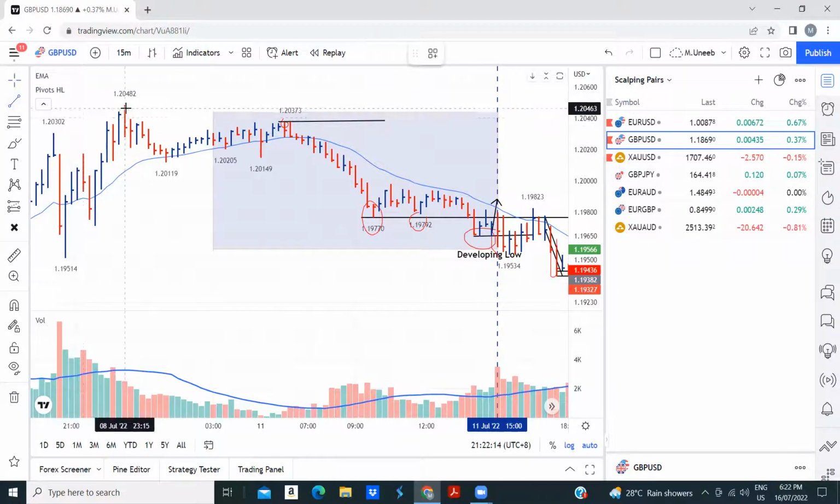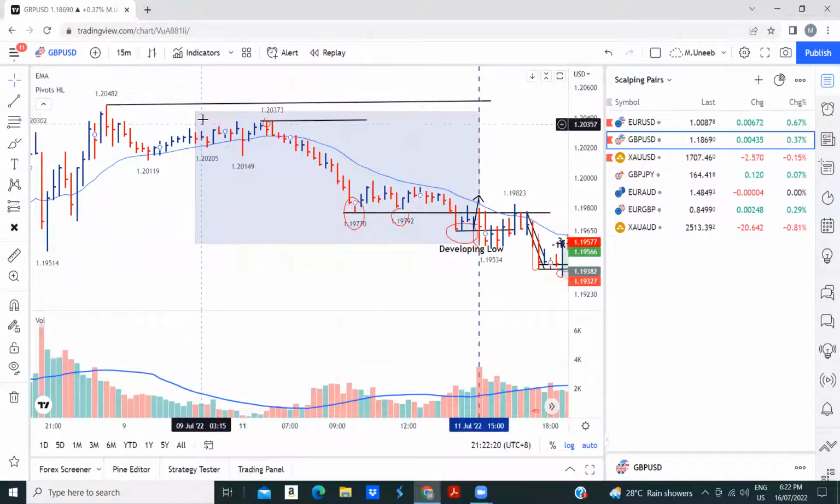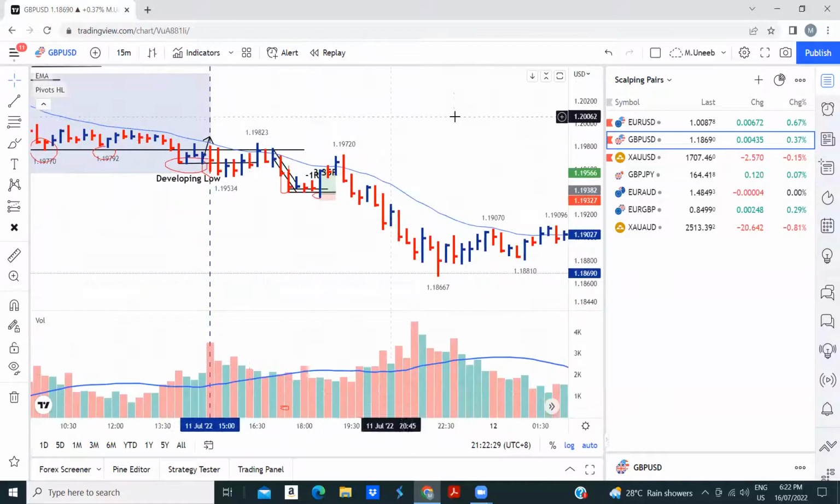Now you may say, okay, this is the last major low, but this is outside the overnight high and low. This is outside the overnight session. The overnight session starts from 3 a.m. your time. Okay. Got it?